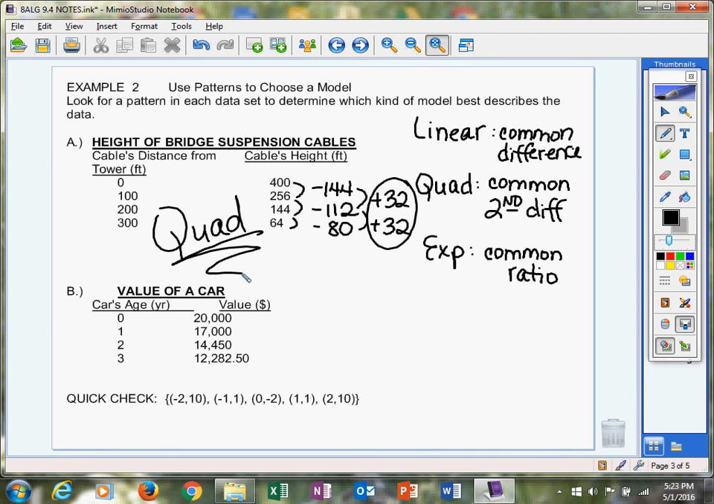All right, let's look at letter B. Value of a car. As soon as you buy a car, it's going to go down in price. Its value decreases as soon as it drives off the lot. I always like to check exponential. So let's do 17,000 divided by 20,000. Okay, I got 0.85.